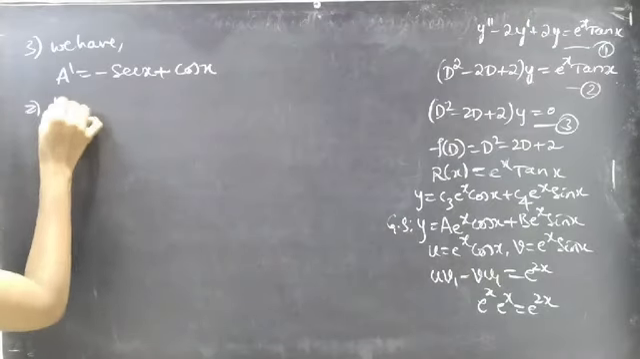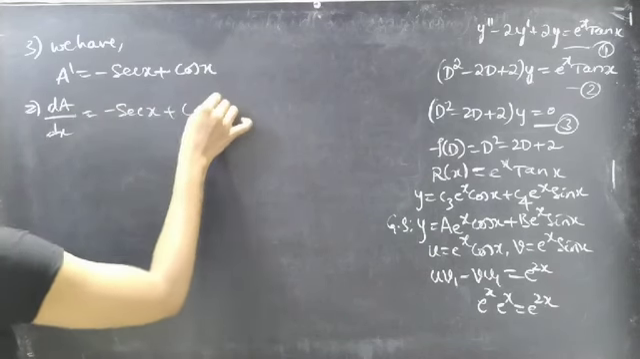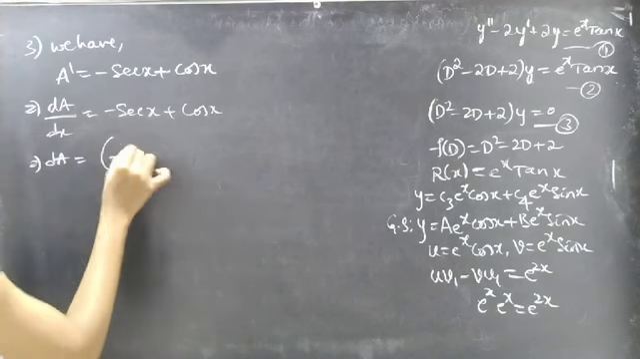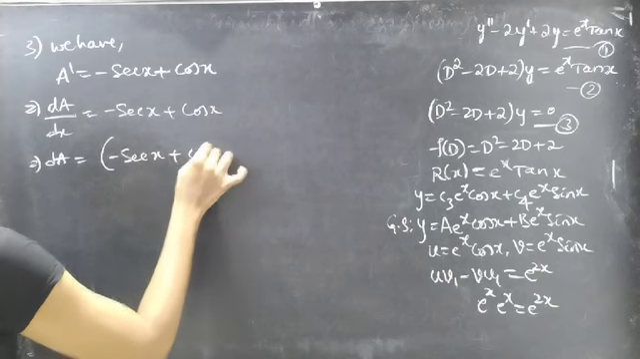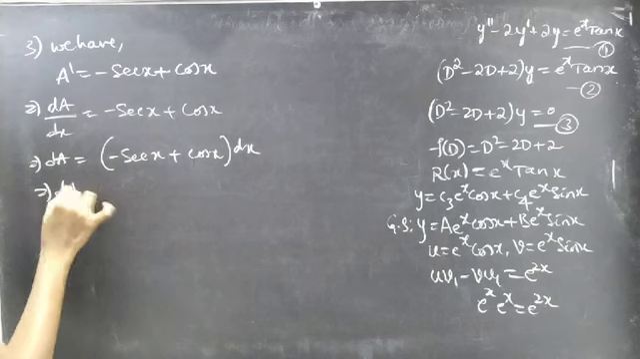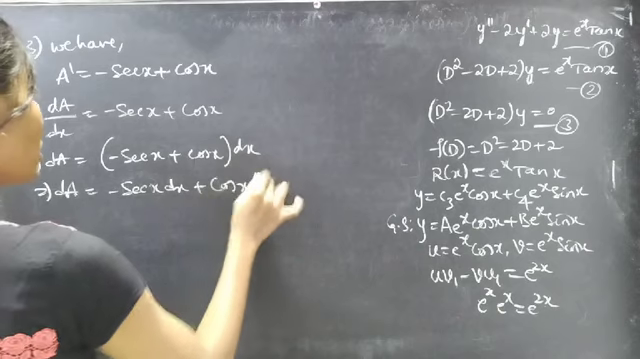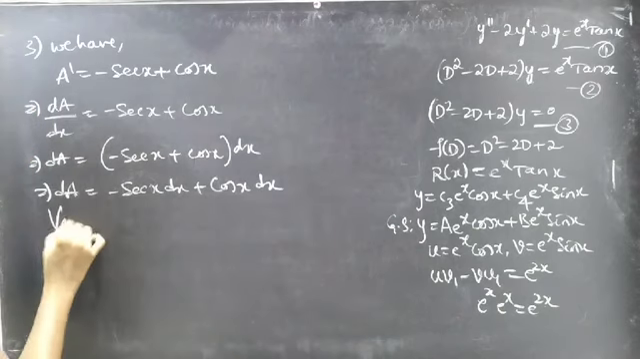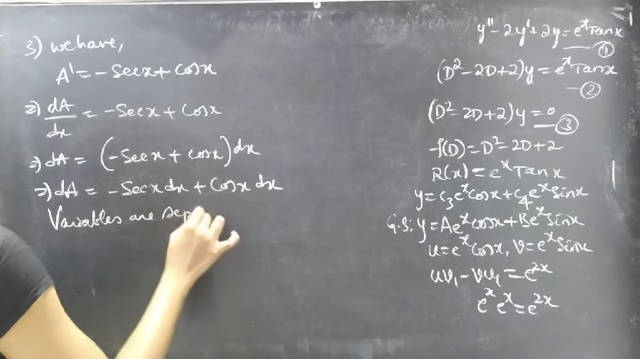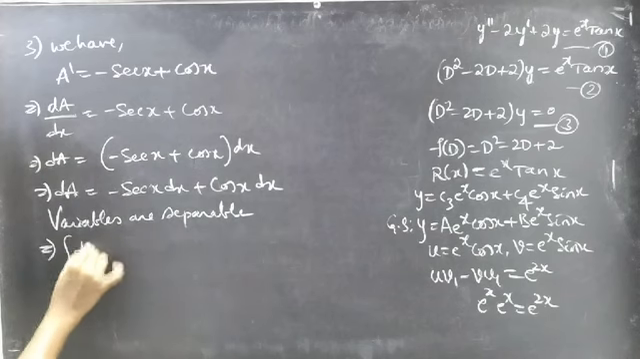A dash is nothing but derivative of A with respect to x. Now let's separate the variables by taking the differential dx to RHS. We'll get dA equal to minus secant x plus cos x into dx, or dA equal to minus secant x dx plus cos x dx. Here the variables are separable. We can apply or perform integration.